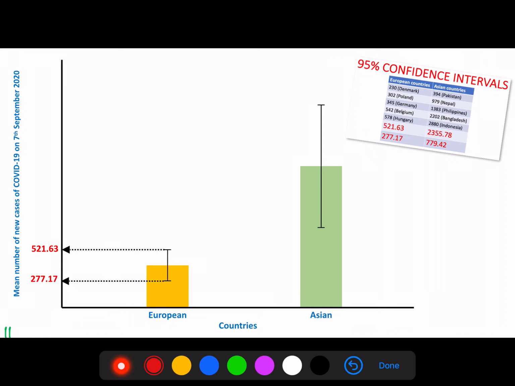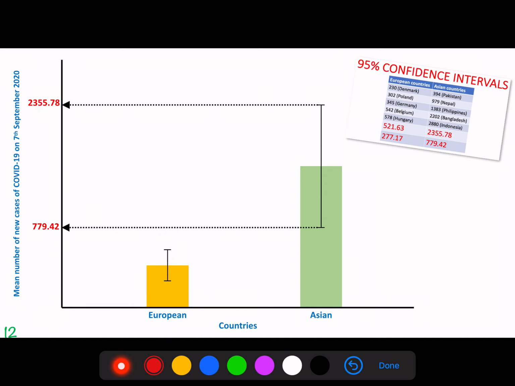Here is the European error bar. And of course, if you were doing this on graph paper, what you'd have to do is be very careful, and you'd have to plot this error bar such that the top part of the bar extends to the upper 95% confidence interval. And then, of course, the lower part of the bar extends down to the lower 95% confidence interval. Same thing with the Asian countries. You can see these 2 figures here dictate where we draw our error bar there.